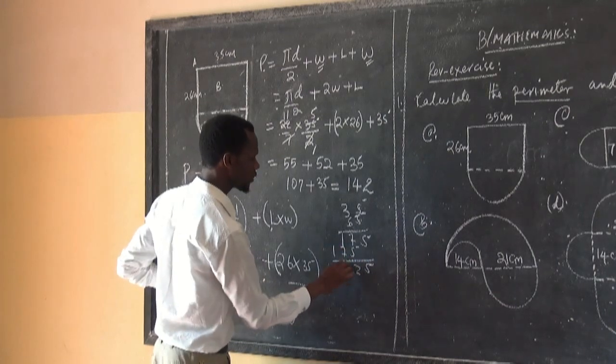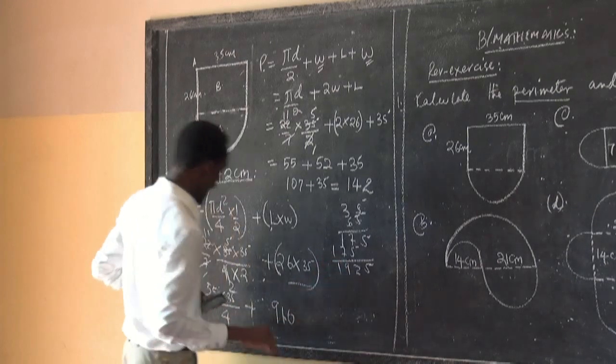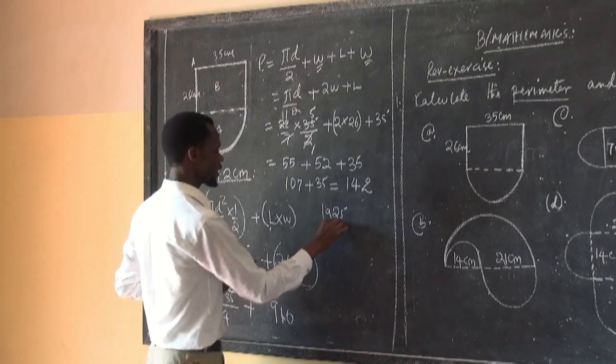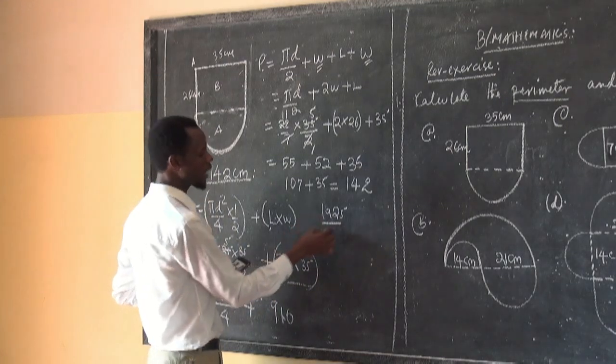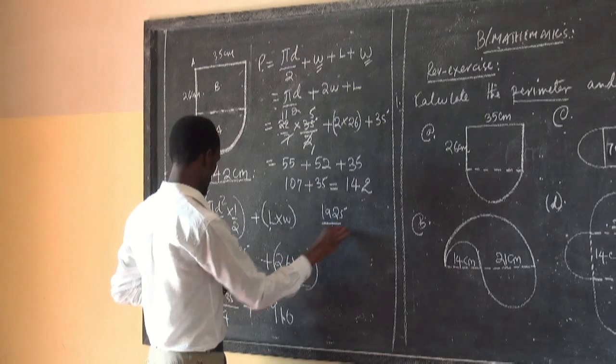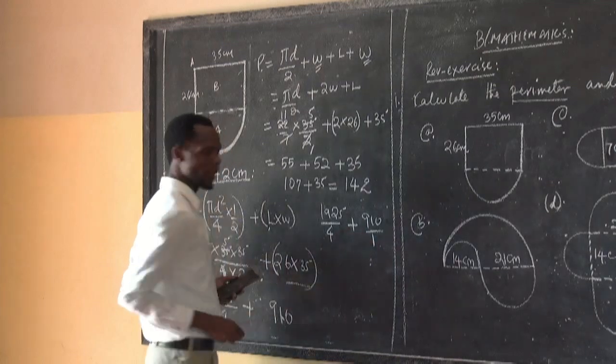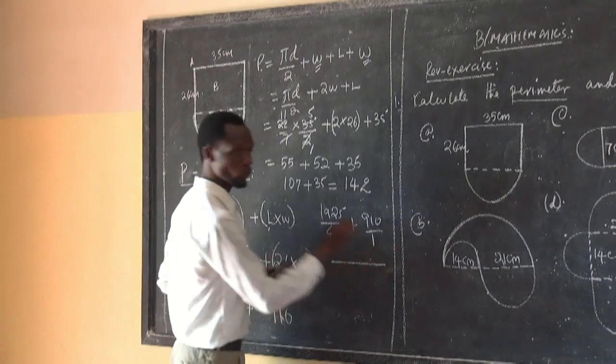Then it is 9. Then 1. Now you have, in short, this number. Now 1925 over 4, then plus 910 over 1. Then you put it together.